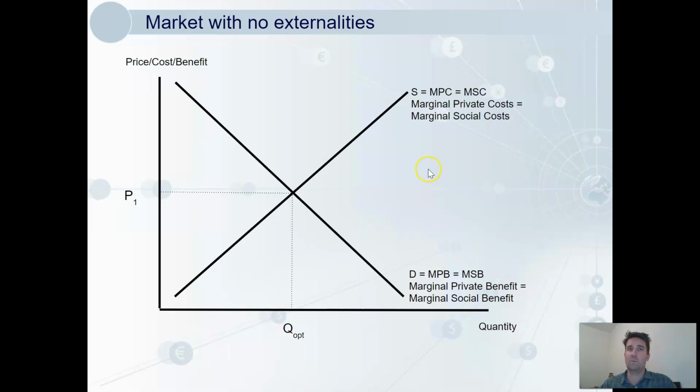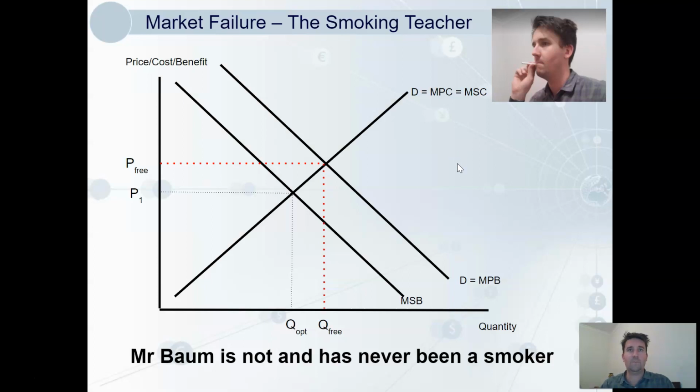But of course, we've seen that there can be externalities. So let's go back to the smoking teacher. The teacher decides to smoke based on his own private costs and benefits. So this is at Q free, where marginal private costs equals marginal private benefits. Of course, this consumption leads to negative effects on the students, namely passive smoking. Marginal social benefits are therefore less than the private benefits received. Society actually wants consumption here at Q opt, where the social benefits equal the social costs.